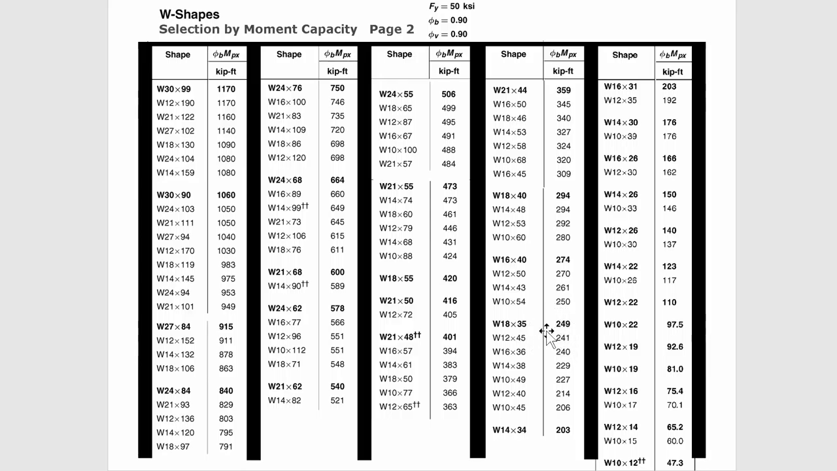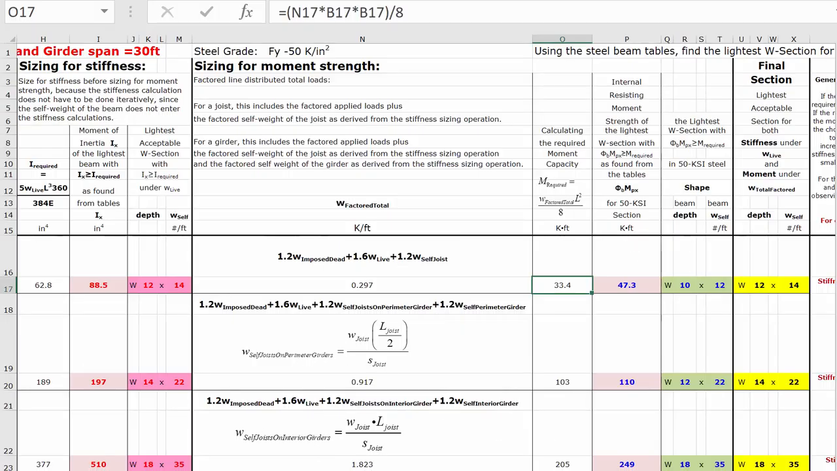And by the way, the reason it has a greater moment capacity is because it's much deeper. It's 18 inches deep as opposed to a really heavy 10 inches deep. So given the game we're playing is to find the lightest section which has an adequate moment capacity, we're going to pick a W18 by 35, which has 249 kip feet as its strength. So I've written that strength here in kip feet, and then I wrote W18 by 35. And you'll notice, by the way, we got the same size beam from stiffness as we got from strength. So that becomes the beam.